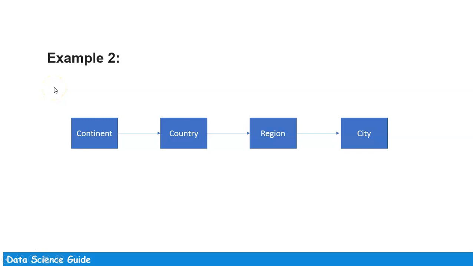Let's have a look at another example. The granularity of location data could be a continent, and further granularity, country, further down, region, further down, city, and we also can go further for zip code or neighborhood or so on. If your data has only continent, that means this is the minimum granularity that you have.